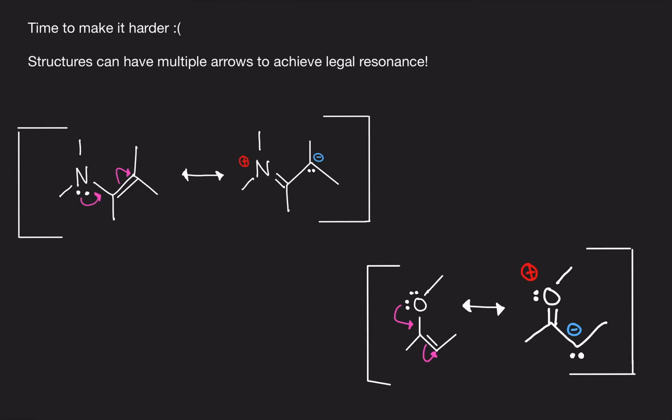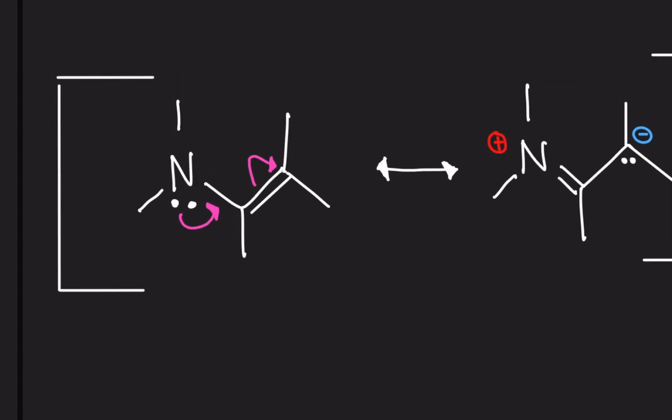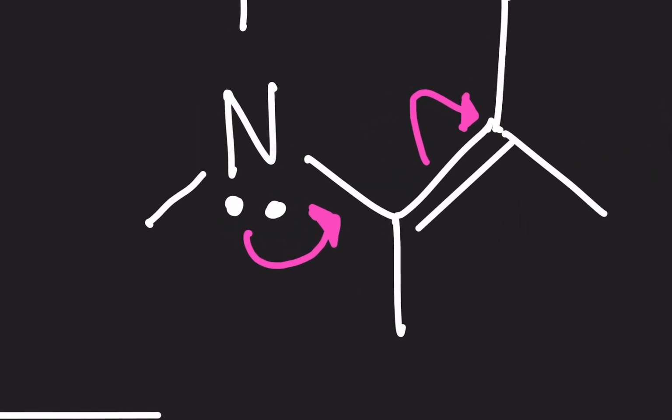Let's make it harder. Structures can have multiple arrows to achieve legal resonance. So let's look at here. This nitrogen, the lone pairs of the nitrogen, can go and form a double bond right here, right? And form a double bond. Well, this would make it illegal. Because then carbon, which is right here, already has a hydrogen that's hidden here. But also, now we have 1, 2, 3, 4, 5, 6. Oh, sorry. No hydrogen there.